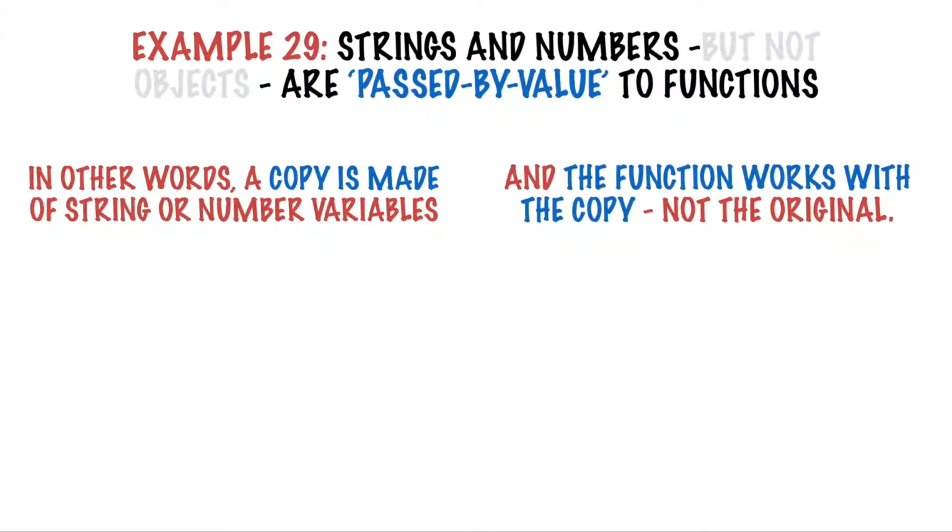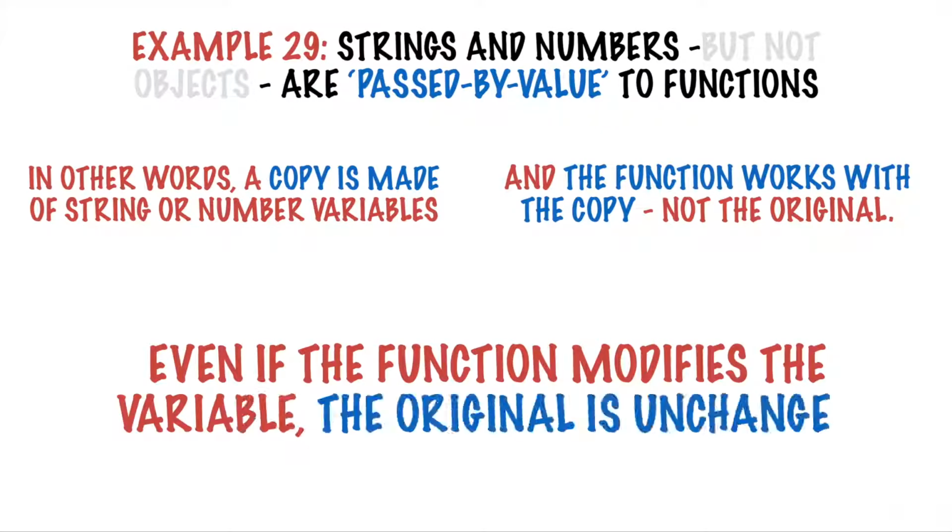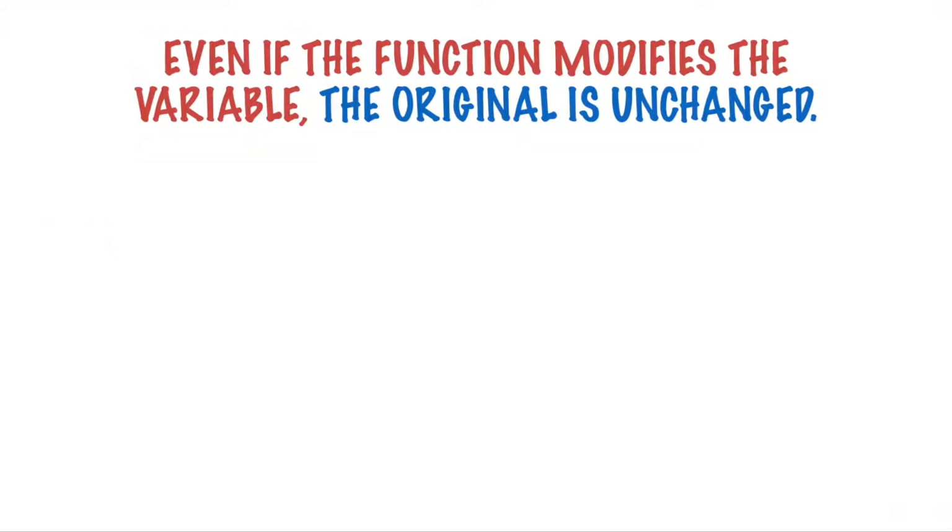What does that mean? This implies that any modification to the string or the number inside the function does not affect the original. So even if the function modifies the variable, the original remains unchanged. Is that too complicated? We'll be seeing an example of how this works. This statement might seem intimidating at first, but don't worry, it'll become second nature as you program and practice.